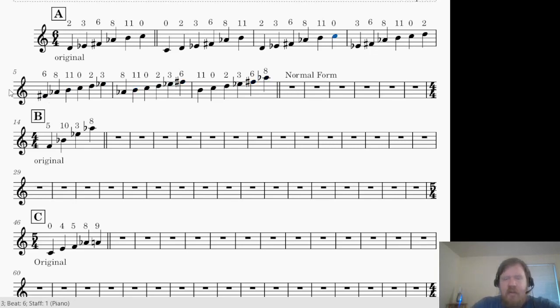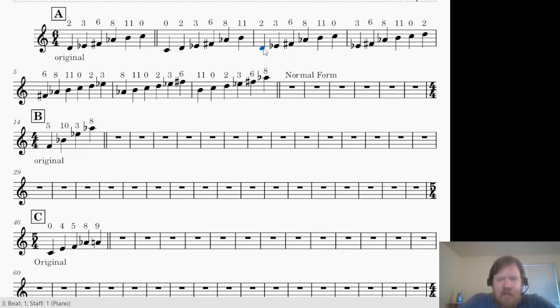Now, in order to find the normal form, we need to find the one that has the smallest interval from the first note to the last note. You can either look at the two notes and name the interval with traditional words, like you can call this a major seventh. So here, this one's a major seventh. The other thing you can do is subtract the bottom number from the top number. So 11 minus 0 is 11. When we're talking about set theory, you can name intervals just by the number of half steps.